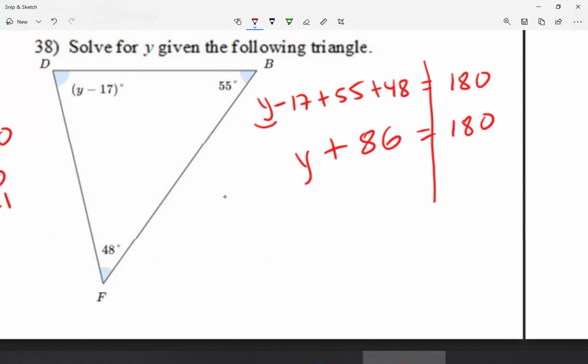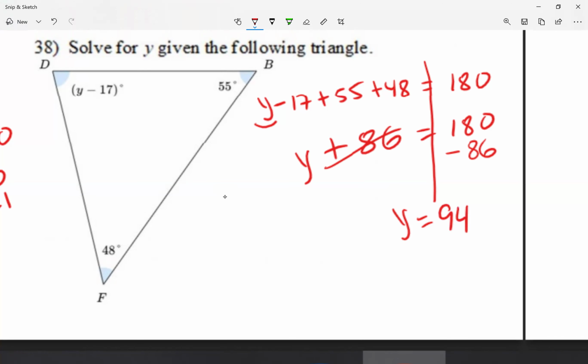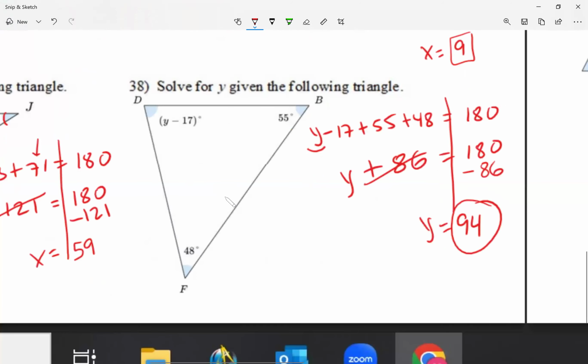To get the y by itself, the plus 86, let me move it over as a minus 86. But don't forget to switch your sign. So y is equal to 180 minus 86 is equal to 94. Good. There is my value of y. When I solve, I'm just asking for the value. So there you go.